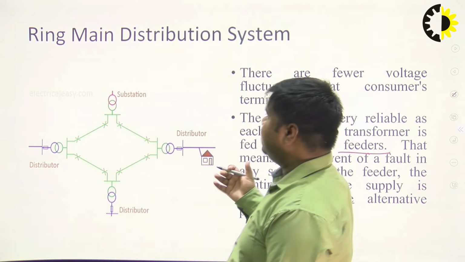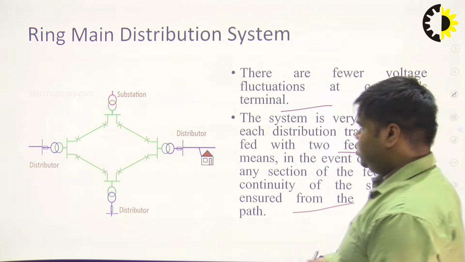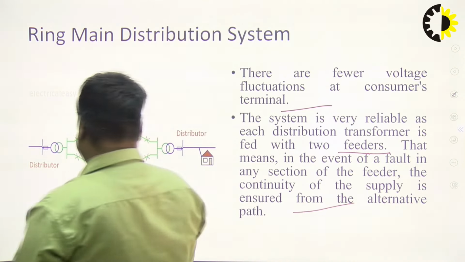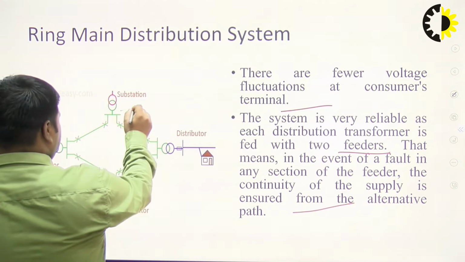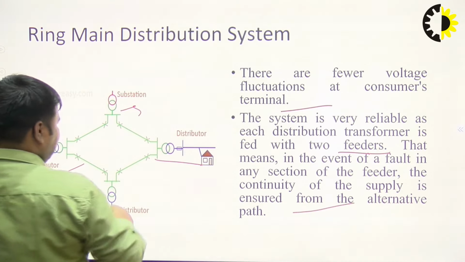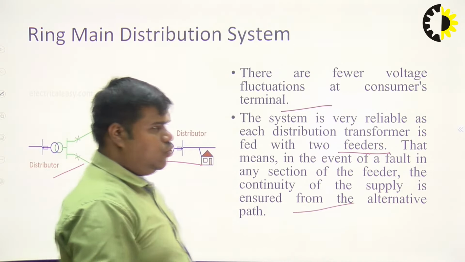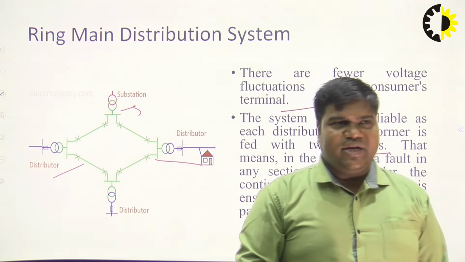So this ring main distribution system is widely used. This is the pictorial diagram, this is the substation part, and this is the distributor, and two feeders are used. This is the important phenomenon in a ring main distribution system.